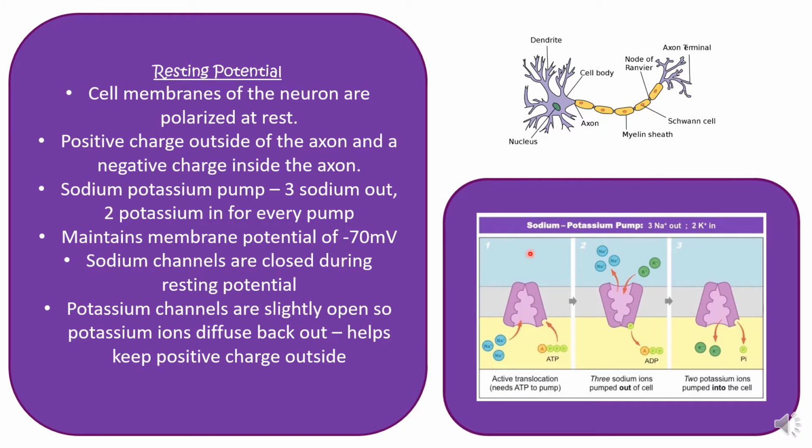Because you're pumping 3 sodiums out for every 2 potassiums in, and some of the potassiums are then able to move back out via the channels, you end up with a more positive charge on the outside, because sodium and potassium are both positively charged, but you've got more sodium ions outside, and you also got some leakage of potassium ions.